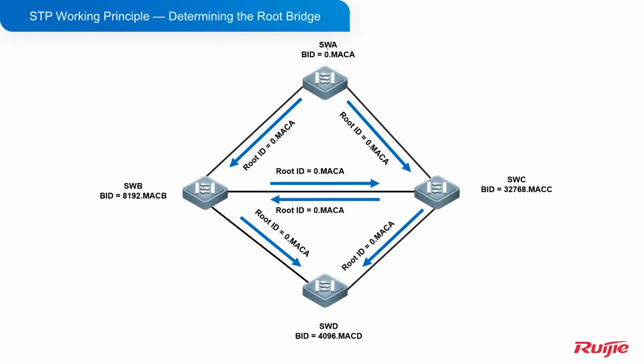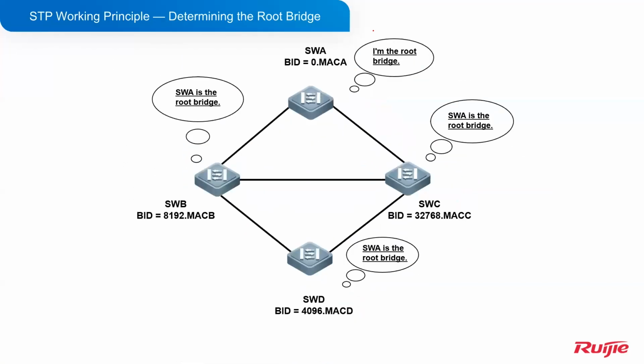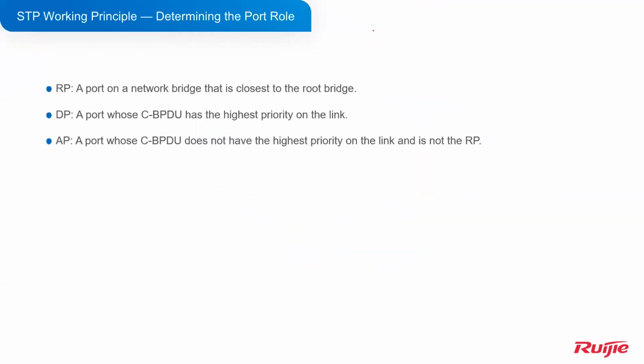So in this way, SWD says, okay, I'm the root bridge, but my priority value is higher than SWA. So SWD will recognize that, okay, SWA is the root bridge. Until now, we have finished the election of the root bridge in the network. And the next step, we should determine the port role.